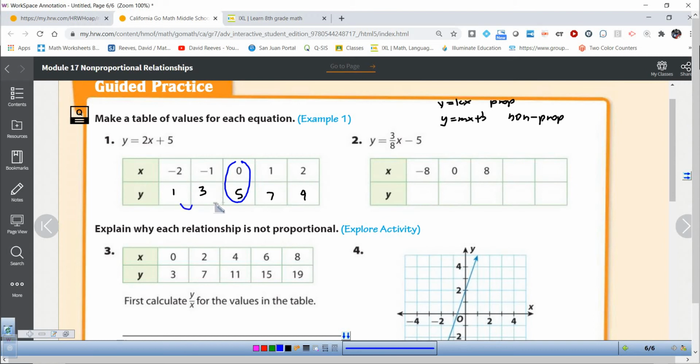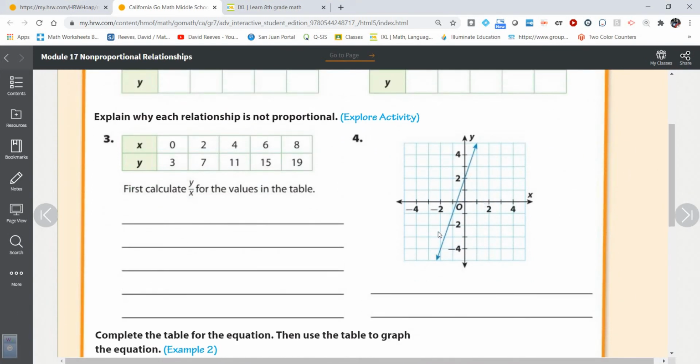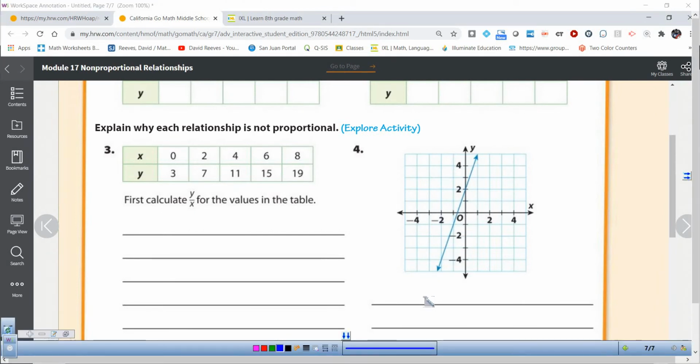But if you look at the change in y, plus 2, plus 2, plus 2, plus 2, over the change in x, plus 1, plus 1, plus 1, plus 1, that is a constant. Change in y over change in x is a constant. That's what makes it linear, but it's not proportional. Okay? All right, so if you take a look at this line, do you see how it's a straight line, but it doesn't go through (0, 0)? So it is non-proportional.